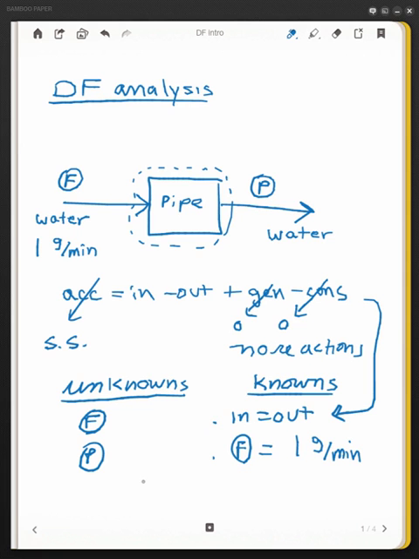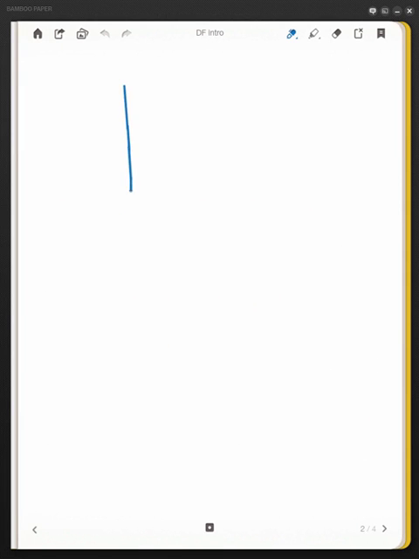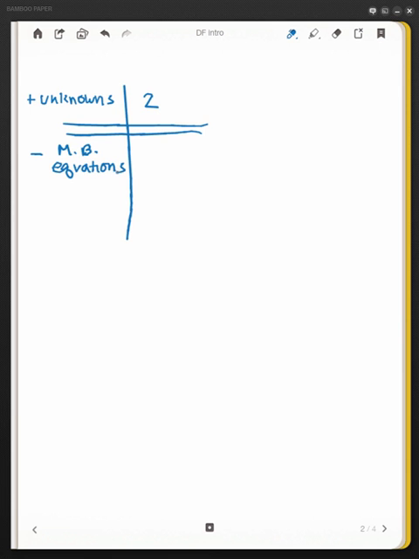So basically, if we go to the next page, we can draw this up as, I like to make a little table here, where you count the number of unknowns. In this case it was 2. We put a plus sign there, and then we're going to subtract the mass balance equations. So we could have more than one independent mass balance equation. In this case we only have one. And we can subtract any other specifications. And we have one specification.